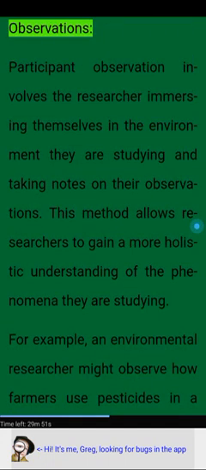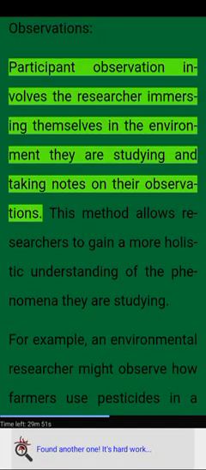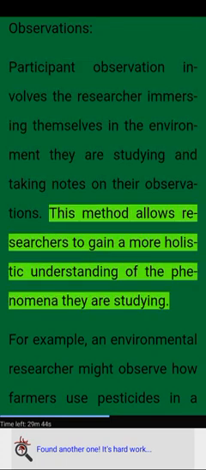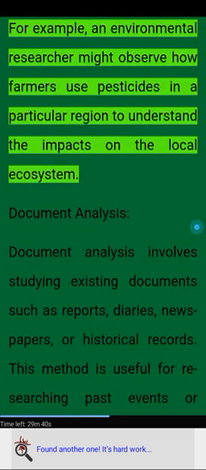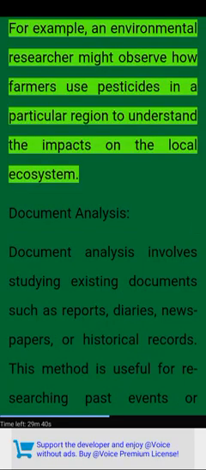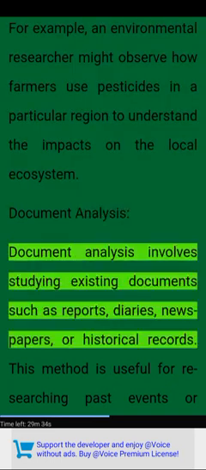Observations. Participant observation involves the researcher immersing themselves in the environment they are studying and taking notes on their observations. This method allows researchers to gain a more holistic understanding of the phenomena they are studying. For example, an environmental researcher might observe how farmers use pesticides in a particular region to understand the impacts on the local ecosystem.